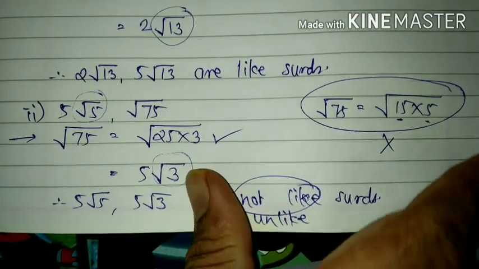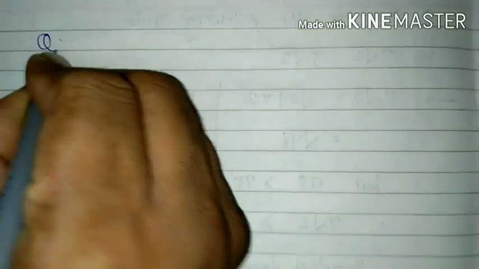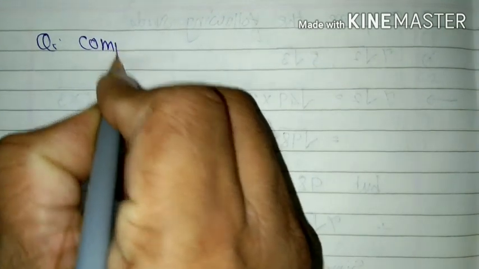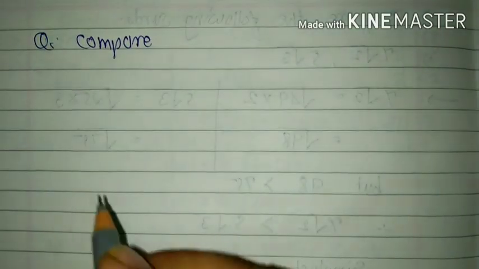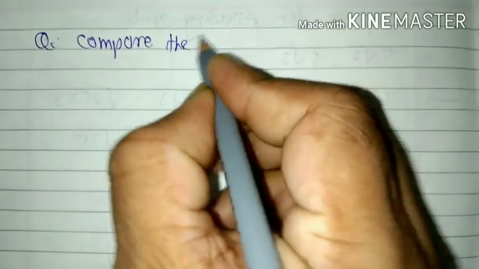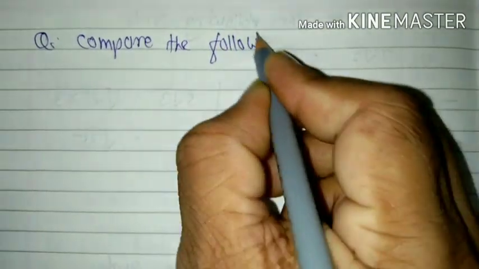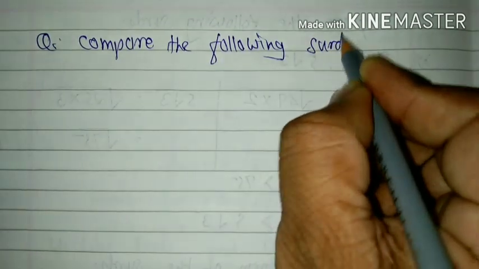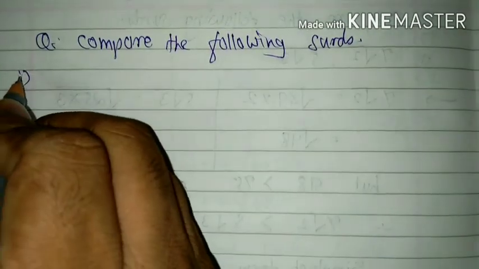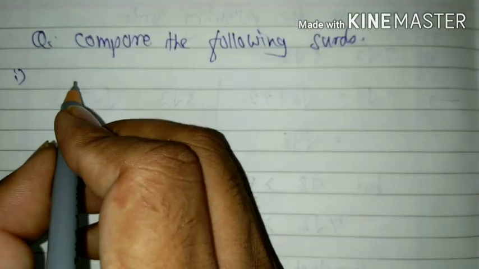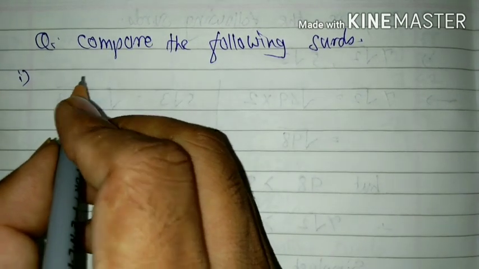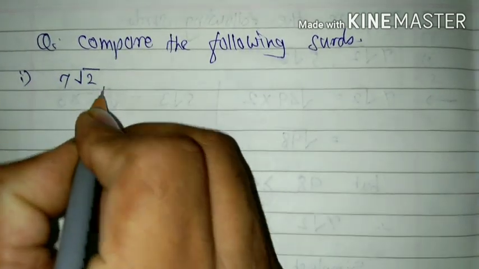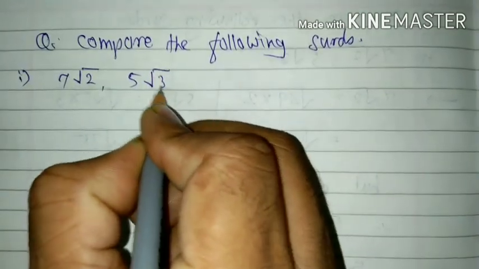Okay, let us see the next question, that is compare. Next question is compare. Okay, compare the following surds. I am taking one example. First example, suppose I am taking 7 root 2 and 5 root 3.